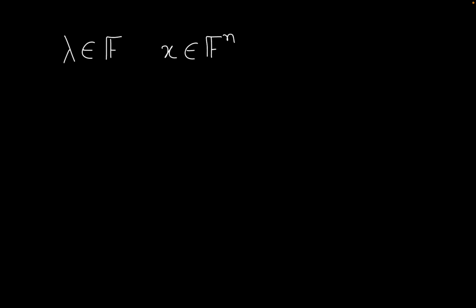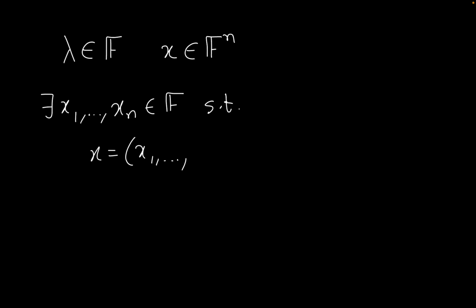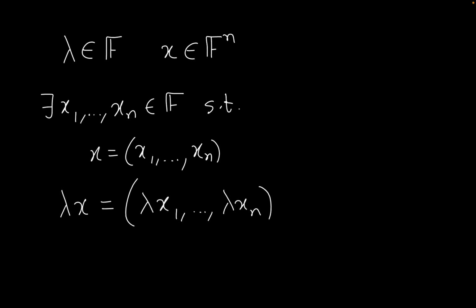So let's prove that. By the way, before we prove that, how do we define scalar multiplication of a member of a field with a member of Fn? How do we define what lambda x is going to be? Well, we can say that there exist n scalars in F such that x can be written as a list of these n elements, x1 through xn. And so we say lambda x is defined to be equal to the list with coordinates lambda x1 through lambda xn. So essentially each of the coordinates gets multiplied by lambda.